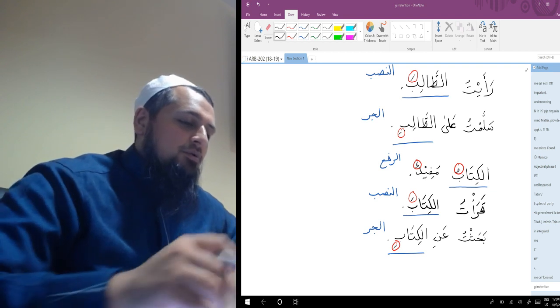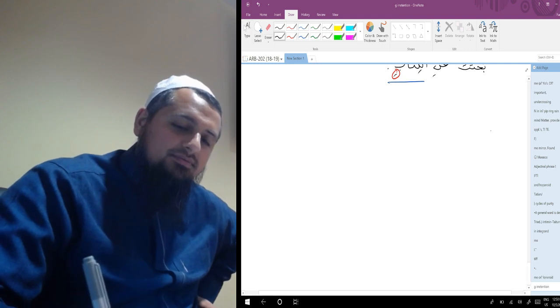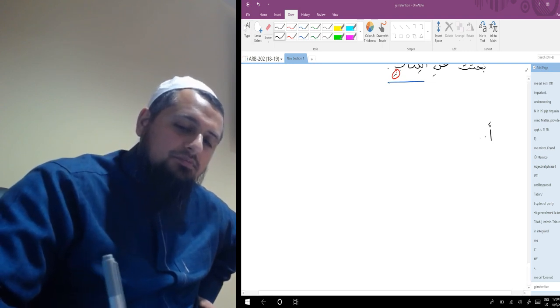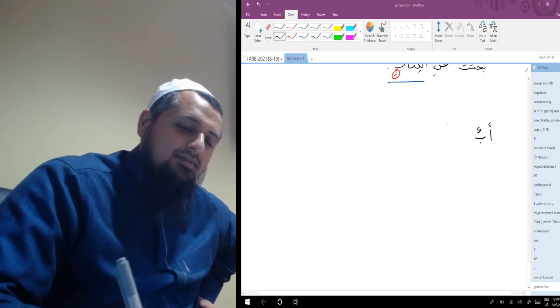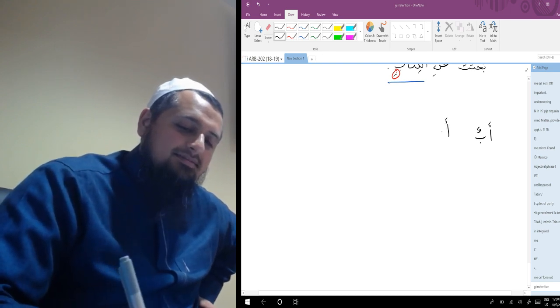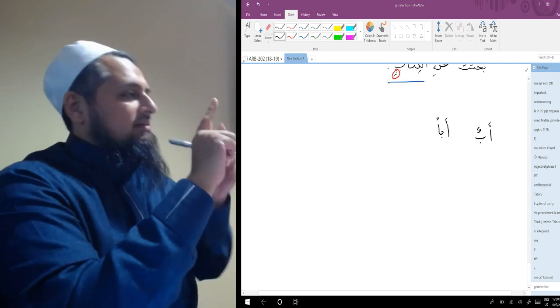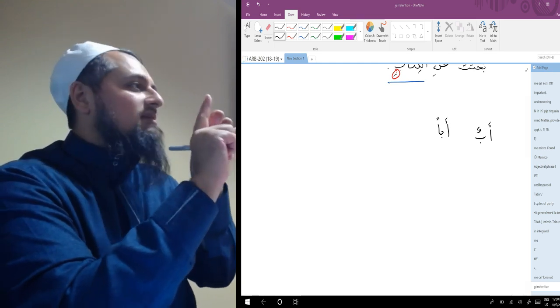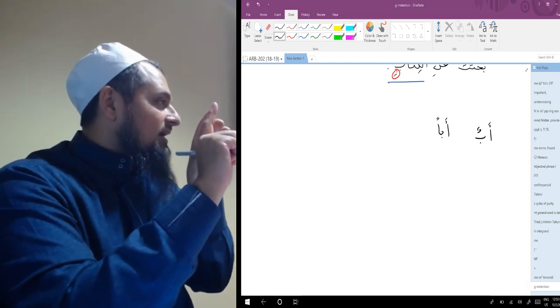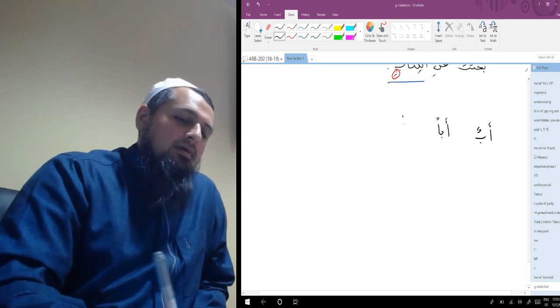Alright, starting with the word abun. In the state of rafa', what would it be? Abun. In the state of nasab? Aban. One thing: if you have fathatan, it is always carried by an alif when you write it. It's just a writing thing. And in the state of jar? Abin.